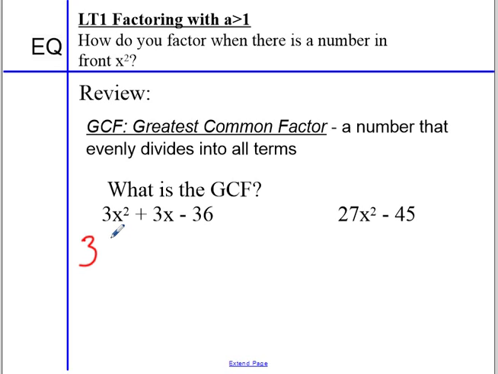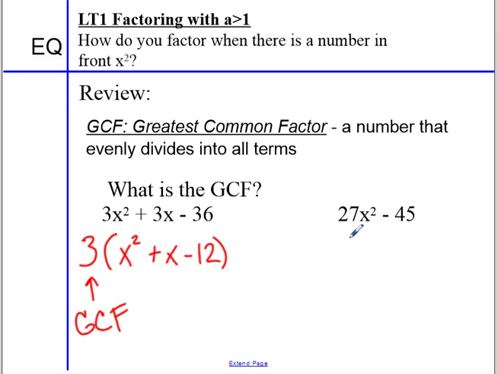We always write our GCF outside of parentheses as we start to factor, because we are undoing the multiplication. 3x squared divided by 3 ends up with x squared. 3x divided by 3 is just the x. And negative 36 divided by 3 is negative 12. Again, the GCF goes out in front of the parentheses.